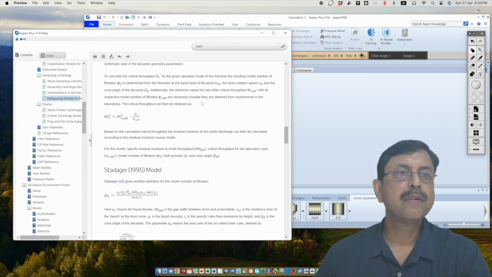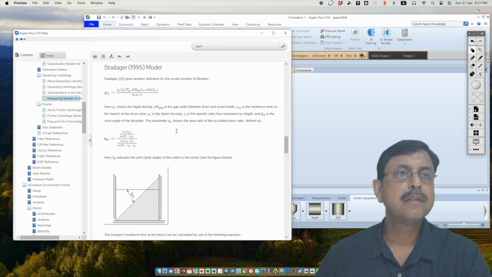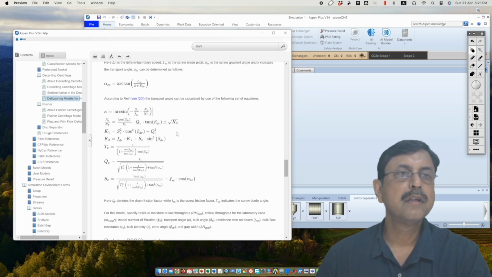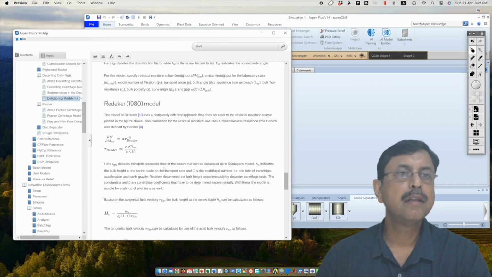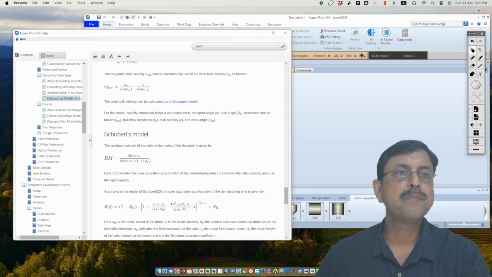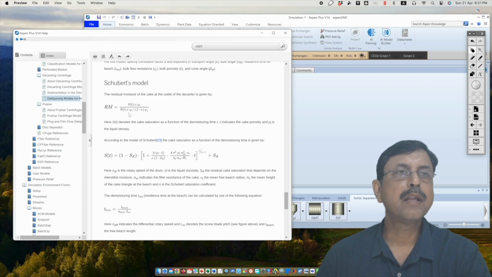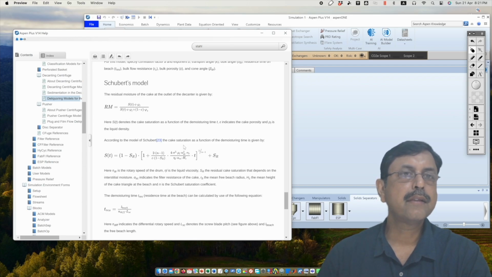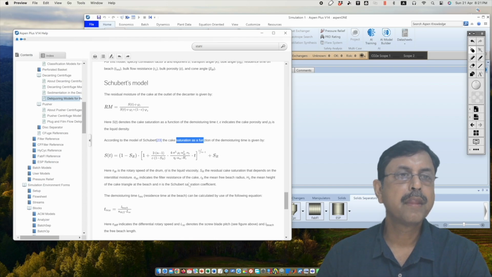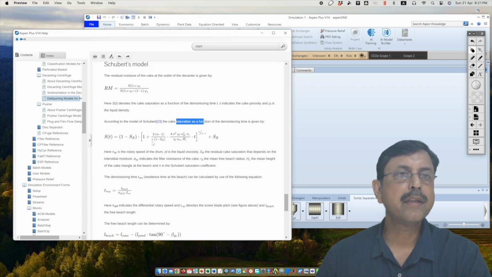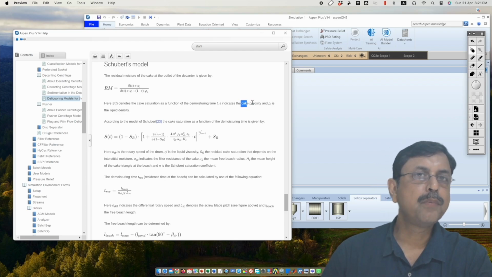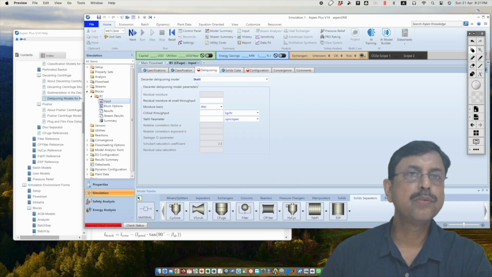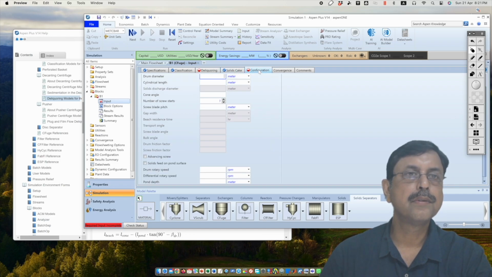Similarly, you have Stadler model, you have Redeker model, you have Schubert's model. In Schubert's model, you will find a function S. Okay, so this is a saturation function. And this saturation function uses epsilon, where epsilon is the cake porosity. So somewhere you have to provide the cake porosity also.